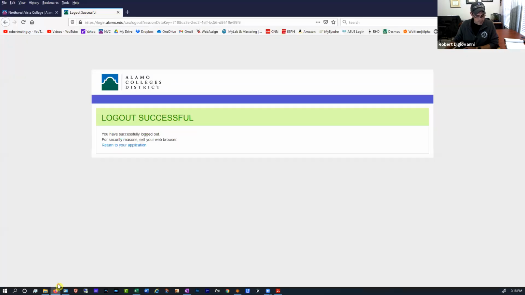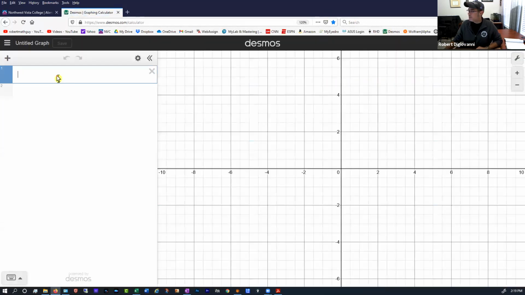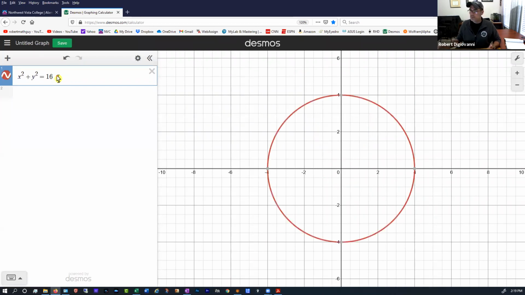Let me bring up my graphing software here. So let me show you that first one. The first one was x squared plus y squared equals 16. Well, that should look familiar to you, right? That's a circle, and it has a radius of 4.